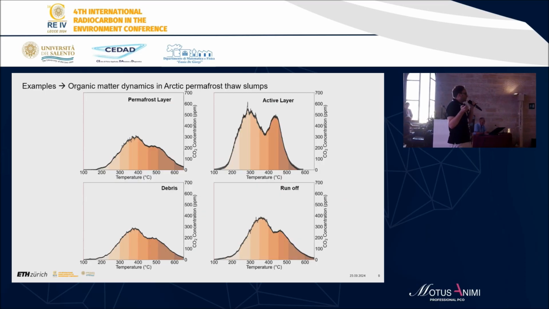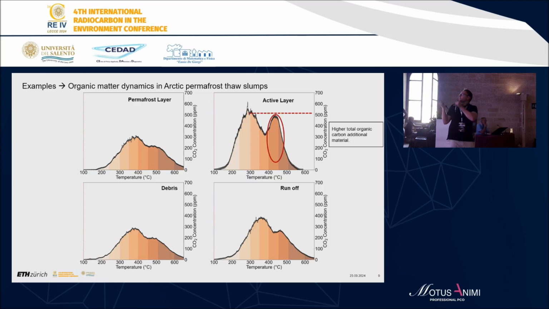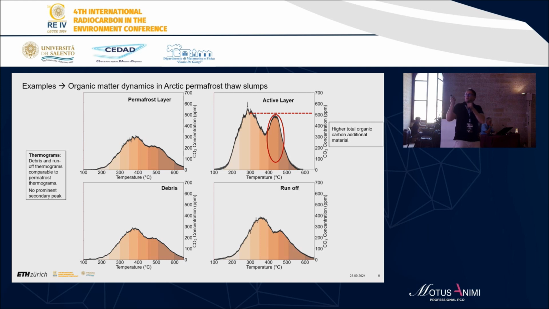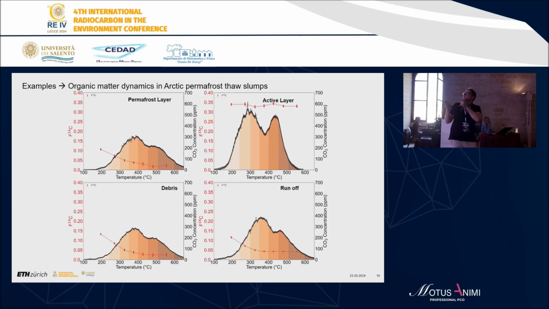So, how do the thermograms look? As you can see, the permafrost layer, debris, and runoff look pretty similar, while the active layer has more material coming out, but it doesn't have the same shape. Okay, that's a good indication. So we know that permafrost, debris, and runoff are connected. But how does it look with the 14C? The 14C shows clearly that, as expected, the permafrost layers and runoff are in line, while the active layer is pretty flat. Even though being old, it's still consistent.